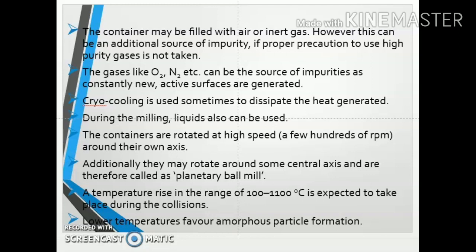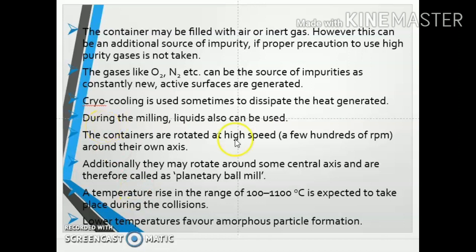Gases like oxygen and nitrogen can be a source of impurities, as constantly new and active surfaces are generated during high energy ball milling. And these newly formed surfaces are very reactive to gases like oxygen. So they can form some oxide or nitride films on the surface of the substance of interest. Cryocooling is sometimes used to dissipate the heat generated during high energy ball milling. Liquid may also be introduced during high energy ball milling.